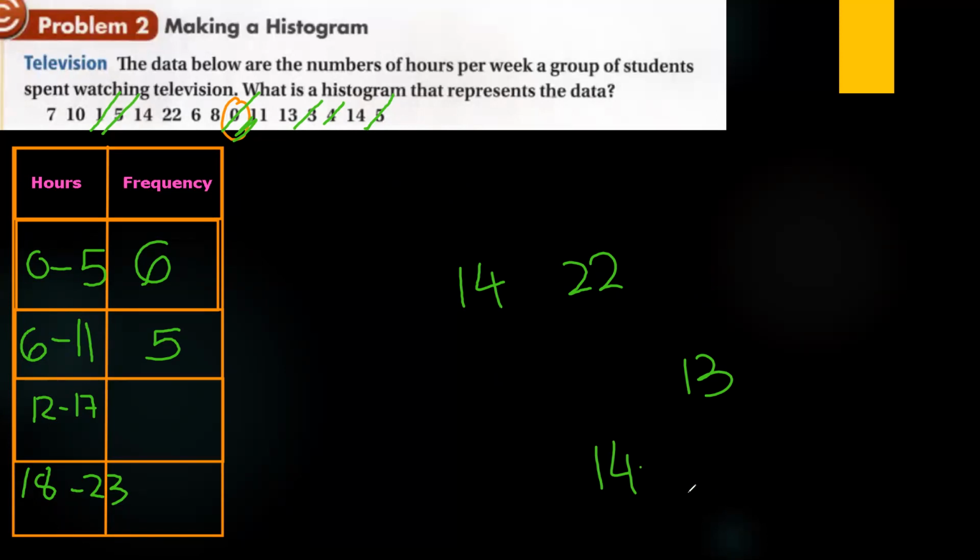Now, from 12 to 17: 13 and 14, and 14. So we have 3 numbers. And from 18 to 23, we have only 22. 1 number. Bravo. Only 22. So now we make our frequency table. Now let's make the histogram.